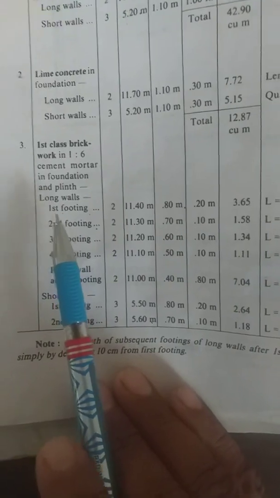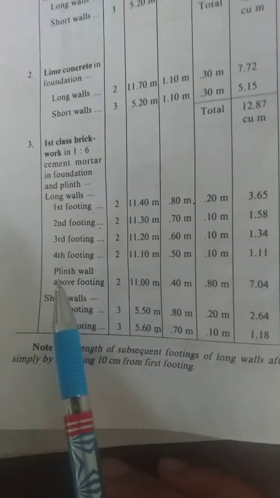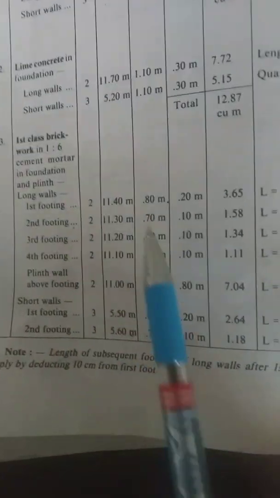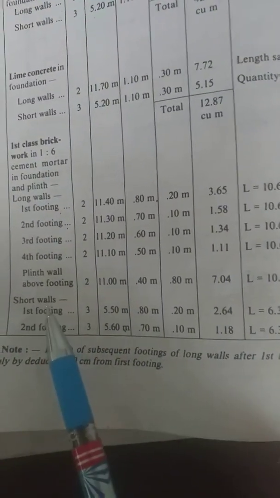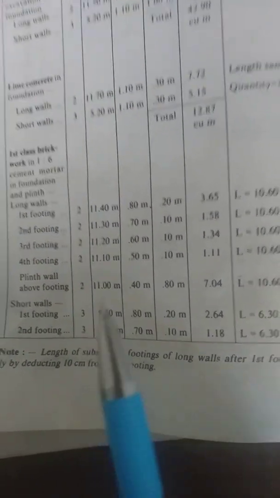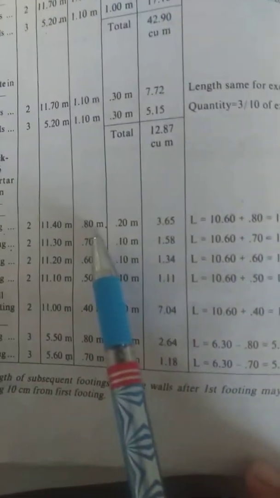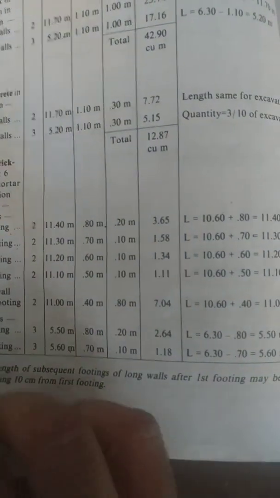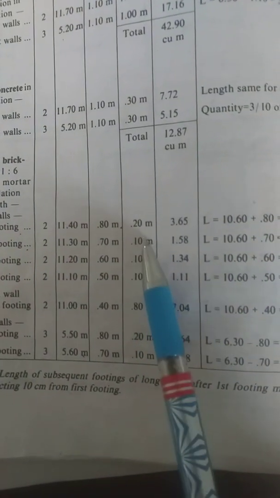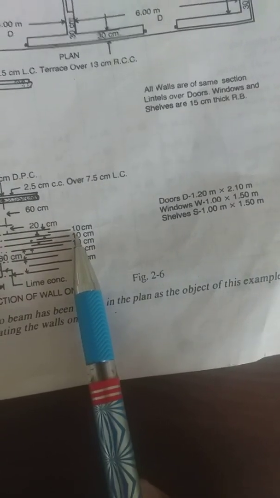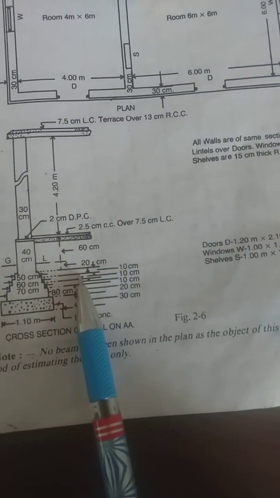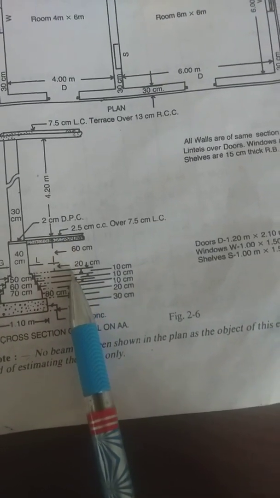Okay, so we will do calculation separately for all the segments: first footing, second footing, third footing, fourth footing, and the plinth wall above the footing, right? So long walls are 2, so all these things will be 2, and short walls are 3, so all these things will be 3. Okay, the height, width you can see from the cross section, and the height also you may cross check from the cross section. I repeat, the height of first footing is 20 centimeter, second is 10 centimeter, third is 10 centimeter, and fourth is 10 centimeter. And plinth wall height is this 60 centimeter.